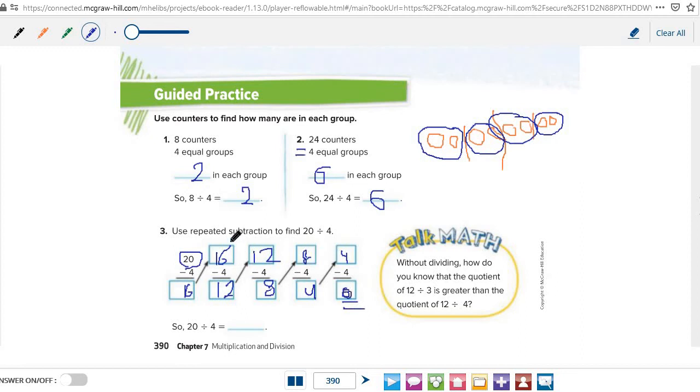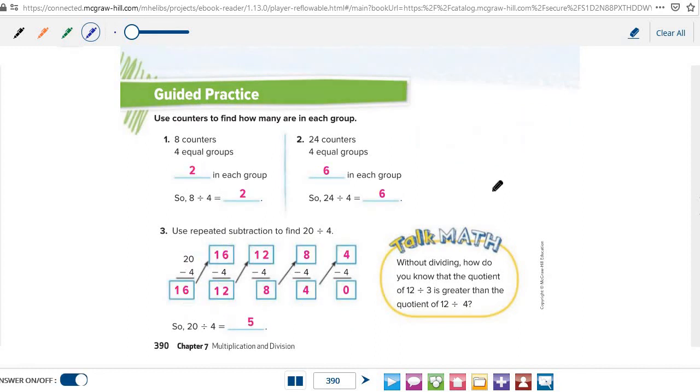Okay, so let's see how many times we subtracted 4. This is 1, 2, 3, 4, and 5. So we subtracted 4 five times. So 20 divided by 4 equals 5. Now, please grade 3, be sure to write these answers in your book, page number 390.